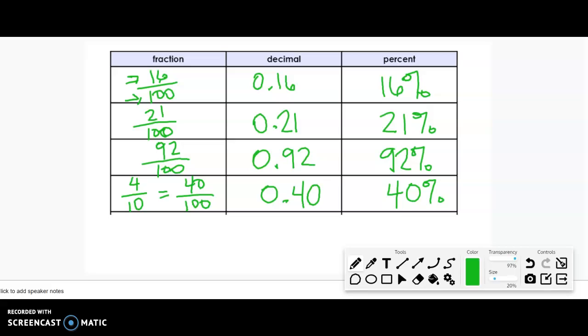Your worksheet's going to look very similar to this, where it'll either give you the fraction, the decimal, or the percent, and you have to write the other ones. Let me know if you're stuck, if you need more examples. Just remember, fraction out of 100 matches decimal to the hundredths, which also matches our percent, because this is out of 100, or it's the same as the hundredth.